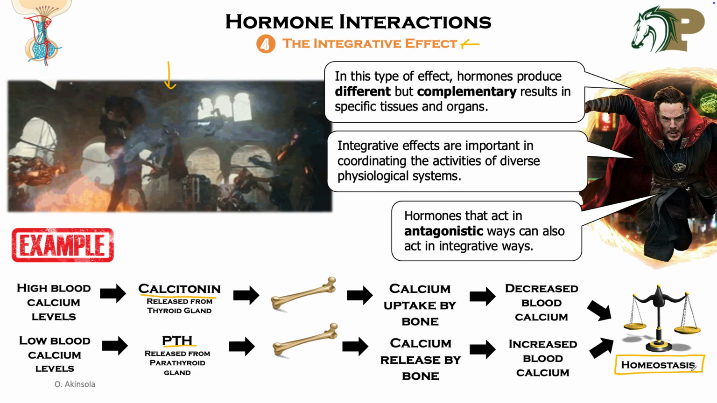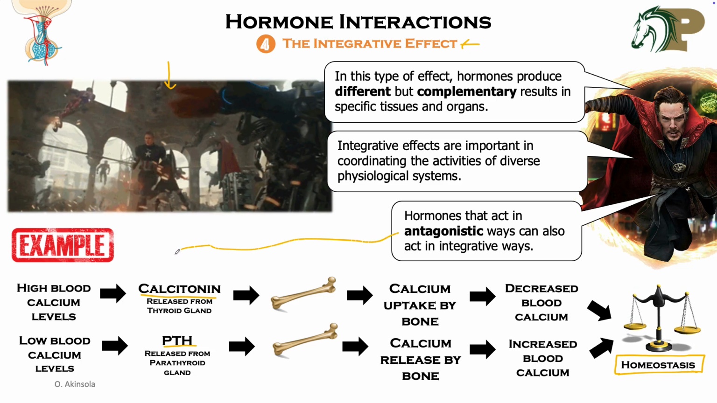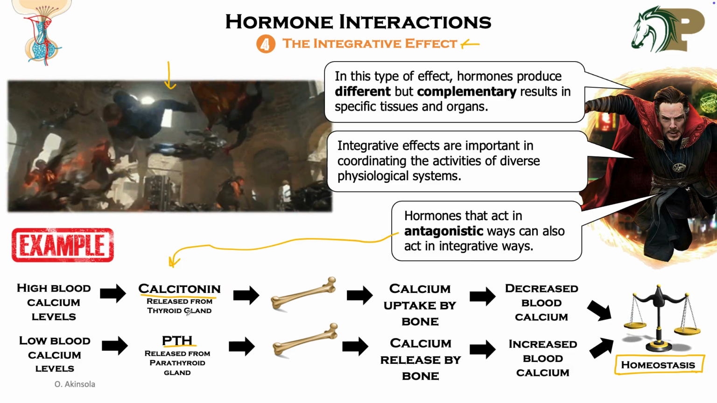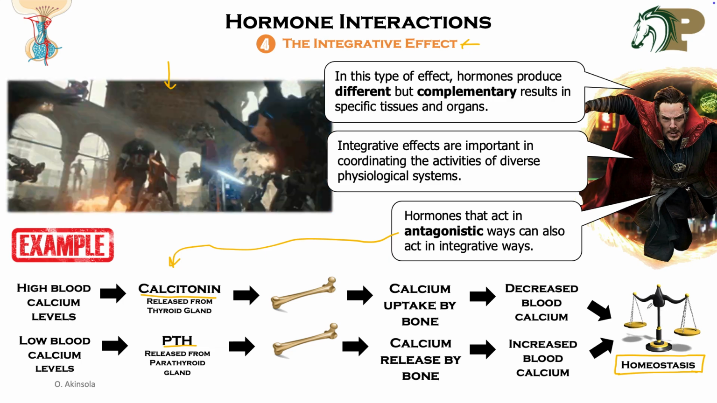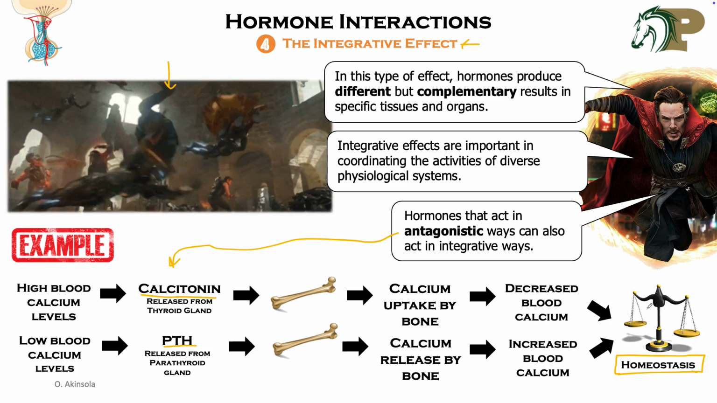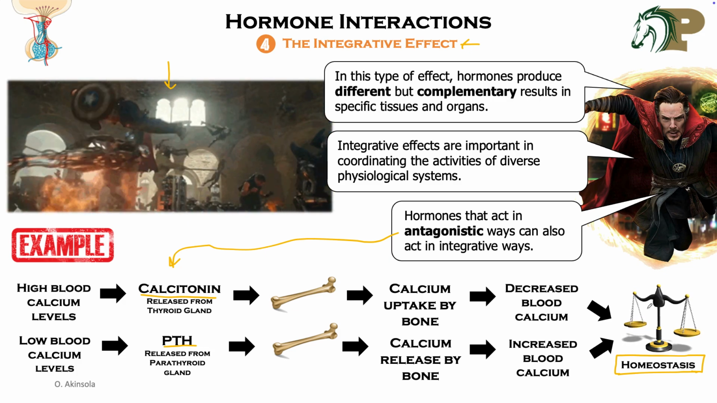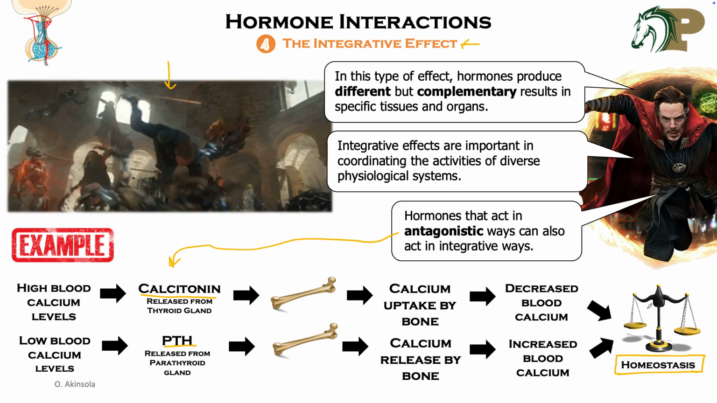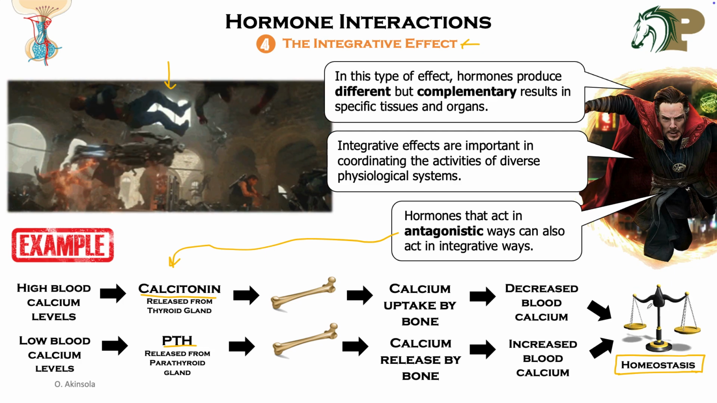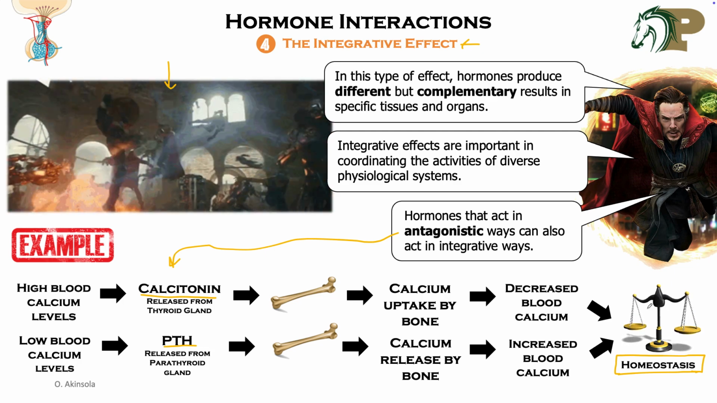Hormones that act in antagonistic ways can also act in integrative ways. So that's essentially what I just said here. Calcitonin and PTH are antagonists, but ultimately they act in an integrative way. You could say the same thing about insulin and glucagon. They act in opposition to one another, but ultimately they're going to act in an integrative way as well. All right, so that is it for the hormone interactions.